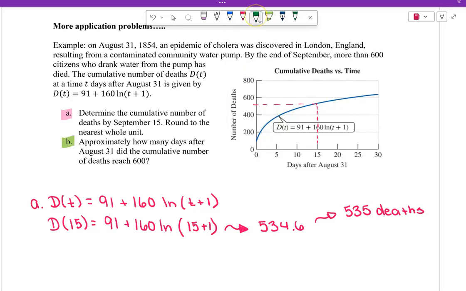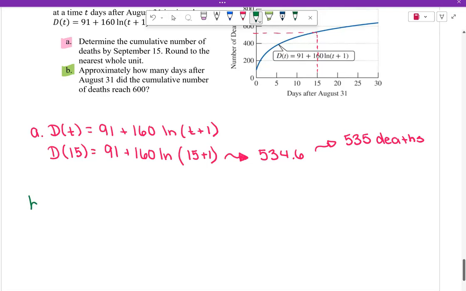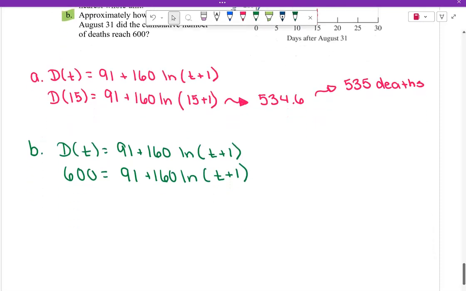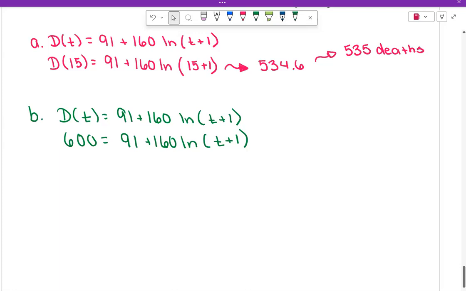Okay, so here's B. Approximate how many days after August 31st did the cumulative number of deaths reach 600? So now let me redo the formula. Now we're actually talking about D of t because we want to solve for t. So this would be 600. And just like we did in class, we're going to work our way through solving for t. So what would I need to do first? Hopefully you said subtract 91.